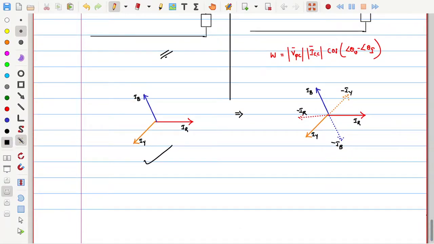If the current is reversed, then the angle between voltage and current is also going to change. If the angle between voltage and current changes, then the entire wattmeter reading will change. How it will change is that it will become negative. Why? Because instead of taking the angle something like this, we will be taking the angle 180 degrees apart from each other. That introduces minus. See? So IR to minus IY, minus IR, how much is the angle? 180 degrees. Whenever 180 degrees is introduced, that becomes negative.